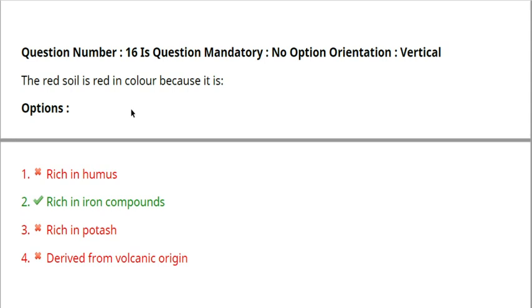The red soil is red in color because of the presence of iron rich compounds. Like that you should know why grasses are green in color, tomatoes are red in color, why onions are pink in color. Like that you should know the reason behind the color.